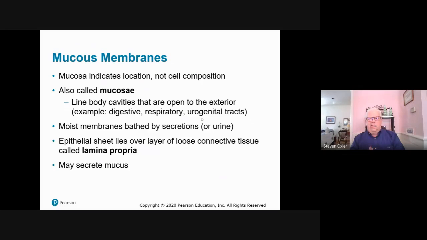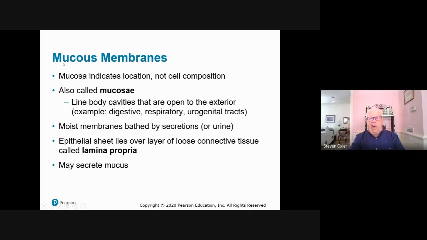Mucous membranes basically produce mucus. They secrete mucus. Okay? Most membranes are bathed by secretion. So this is a wet membrane. All of these membranes line your body cavities.